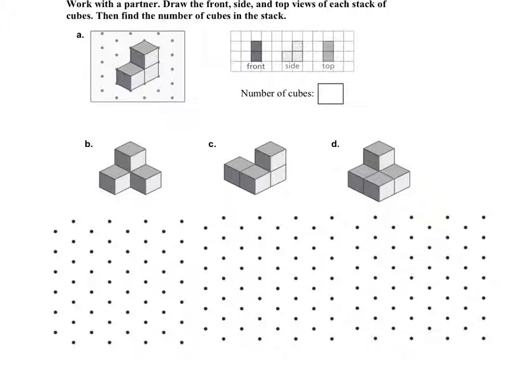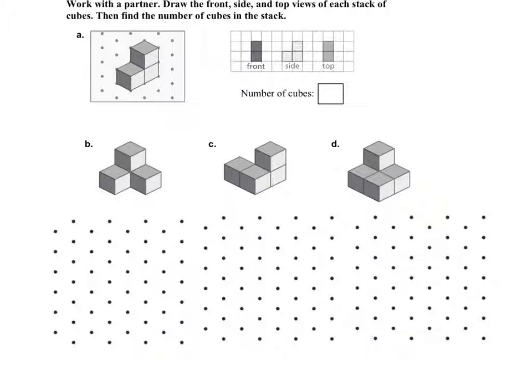We'll be starting on page 181 in your record and practice journal. It says, draw the front, side, and top views of each stack of cubes, then find the number of cubes in the stack. Remember, you'll be working on the side of dot paper that says isometric dot paper. It might also be good for you to have some colored pencils handy.